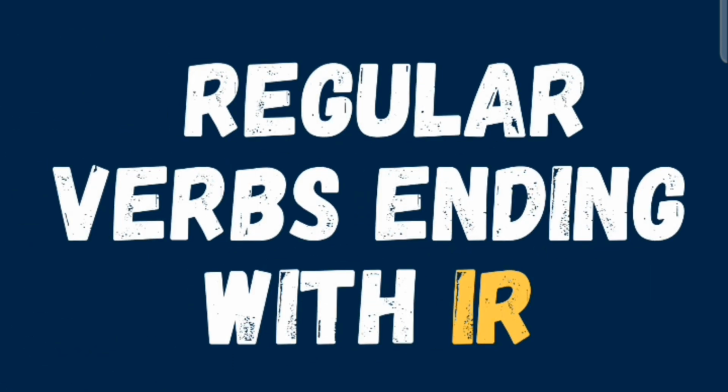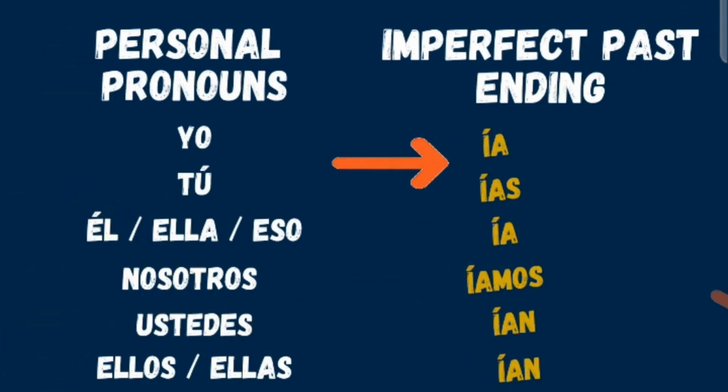In the previous lessons, we talked about regular verbs ending with ar and er. Now in this lesson, we are going to talk about regular verbs ending with ir, letters I, R, in Spanish. So pay attention to know how to conjugate these verbs in the imperfect past.